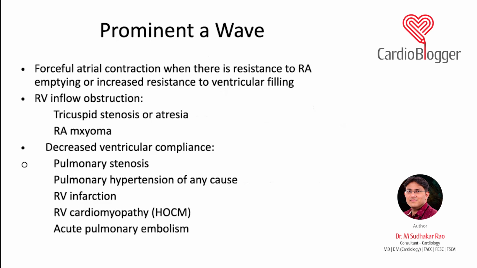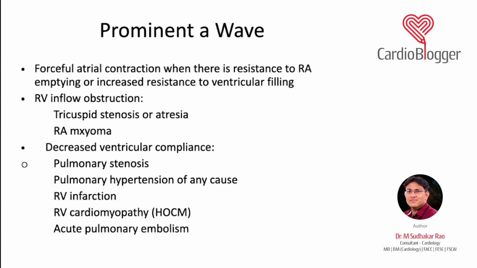Till now what I have told you is much theoretical, but let's come to the causes. As I already told you, the A wave is due to atrial contraction. It is a diastolic wave. During diastole, when the atria contract, all the blood goes to the SVC, and you get a prominent A wave. You can get it either due to obstruction to the inflow, because of RV inflow obstruction, or because the RV compliance has decreased, when there is too much right ventricular hypertrophy, you can get a prominent A wave.